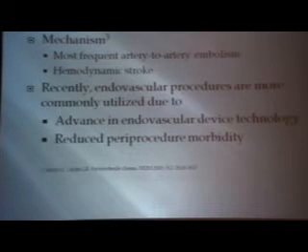Intra-arterial embolism is the most frequent mechanism of the brain infarct, although hemodynamic stroke is also possible when the contralateral cerebral artery is not able to provide sufficient blood flow. And as you know very well, endovascular procedures are more commonly utilized recently due to advances and reduced procedural morbidity.